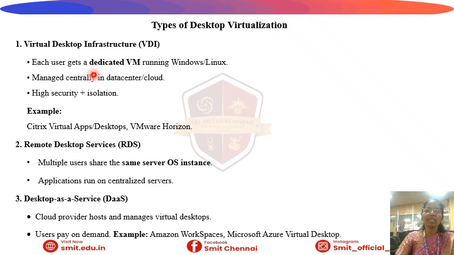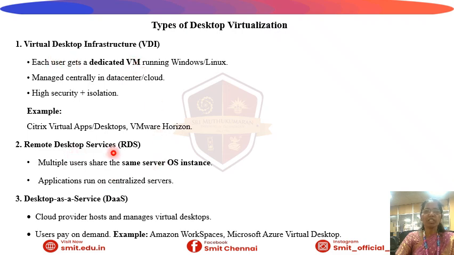Each user gets a dedicated virtual machine running Windows or Linux. It is managed centrally in a data center or cloud. It offers high security and isolation. Examples of virtual desktop infrastructure are Citrix Virtual Apps and Desktops, and VMware Horizon.